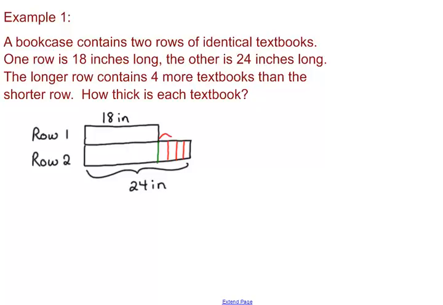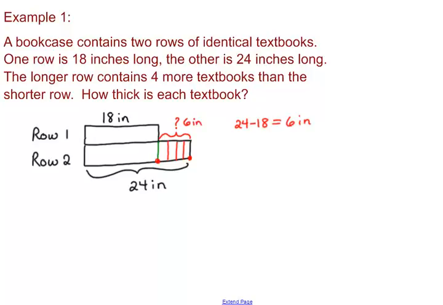So first of all, before we even worry about those 4 textbooks, we need to figure out what this distance is from this point to that point. Well, this is a subtraction problem. So we're going to take 24 minus 18 and we get 6 inches. And I'm going to keep my labels. Now, that's our 6 inches right here.